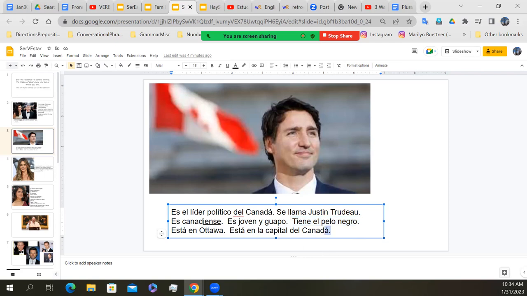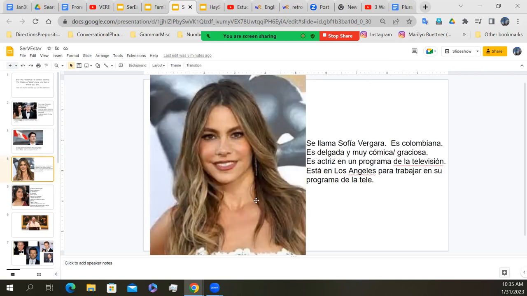Just to give you an idea, the other verb that is not ser, but also means to be, is estar. And here's how it would sound to talk about where he is right now. Está en Ottawa. He's in Ottawa. We use it for location. Está en la capital del Canadá. He's in the capital of Canada. We use estar for location, just so you know. Okay? Bien? Vale. Okay.